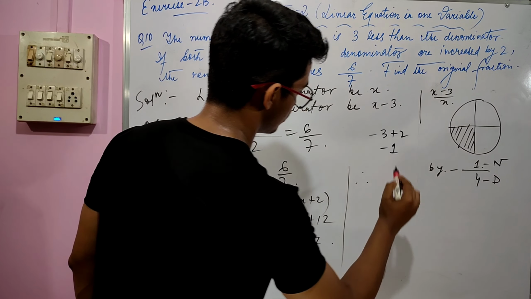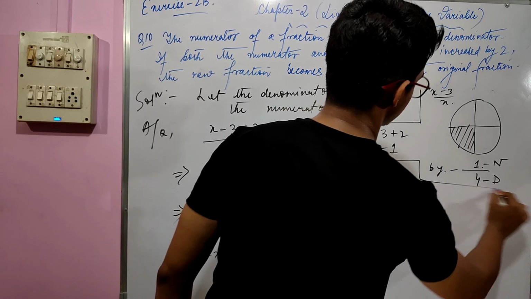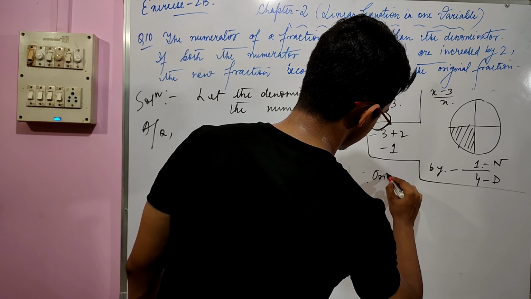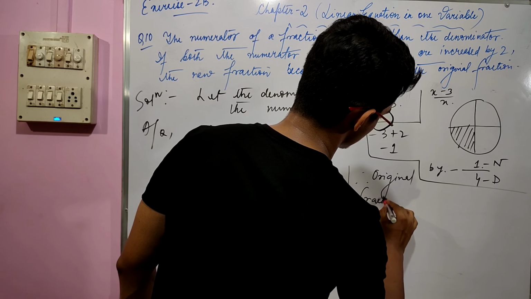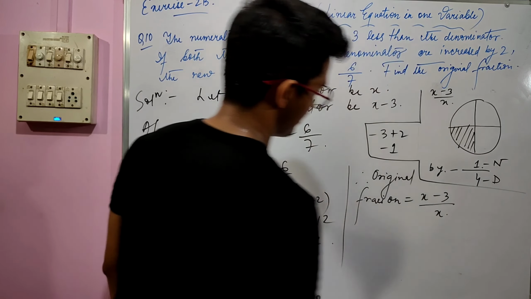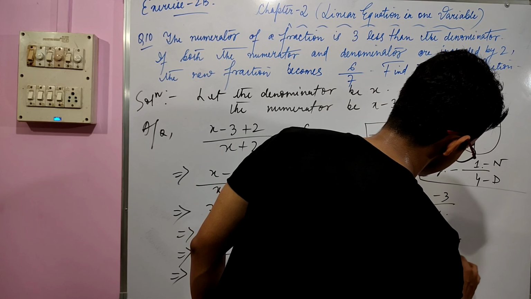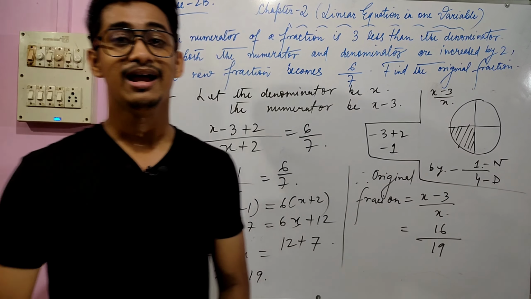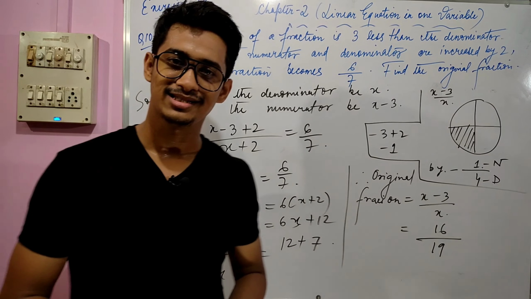Now therefore, so these are all the rough part. I'll just erase this part, right? So therefore the original fraction is equal to x minus 3 by x. So what is the answer? That is 19, and 19 minus 3 is 16. So 16 by 19 is the required answer of question number 10 of exercise 2b.